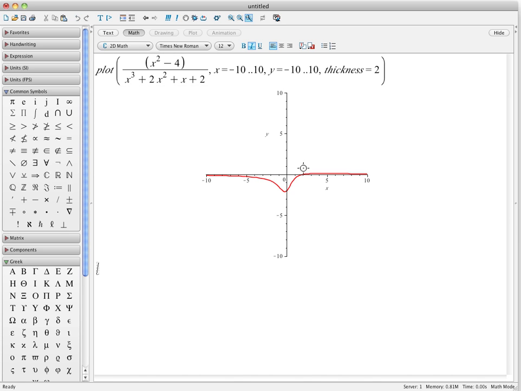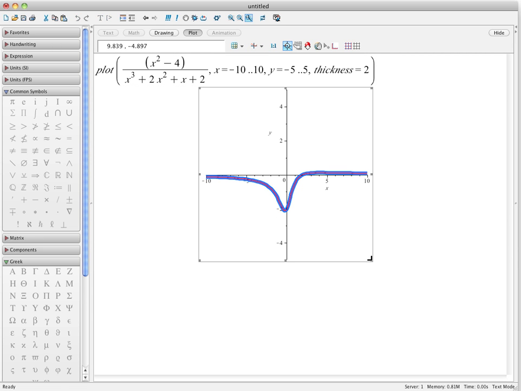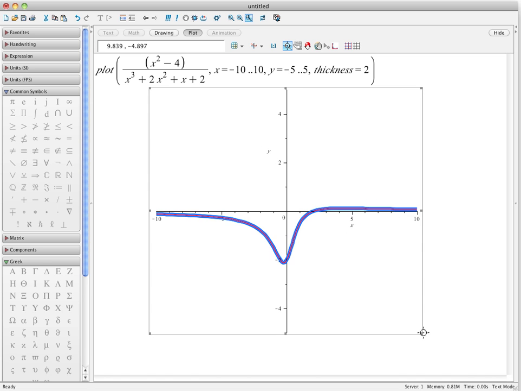Okay, clearly y equals negative 10 to 10 is too much. So I want a better picture of this. I'm going to change these to 5s. That gives me a little bit better picture. And make it bigger. Okay, when x equals negative 2, which is right here, there's a hole here, but you can't see it. There are no vertical asymptotes. There is, in fact, a hole here.